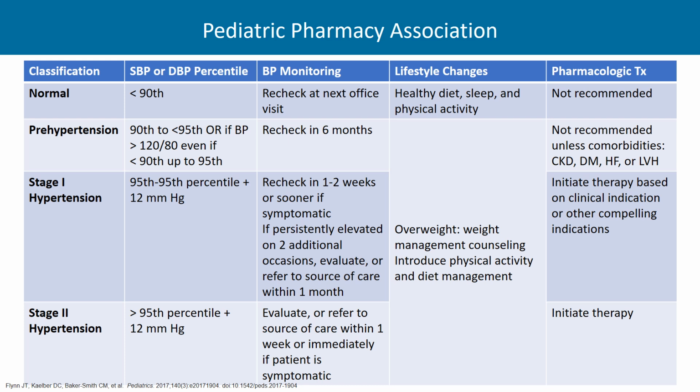No pharmacologic therapy is recommended unless there are comorbidities present, such as chronic kidney disease, diabetes, heart failure, or left ventricular hypertrophy. Stage 1 hypertension is when you see pharmacologic therapy being initiated and blood pressure is rechecked in 1 to 2 weeks or sooner if symptomatic. Stage 2 hypertension, pharmacologic therapy is also recommended and you start to have more specialist involvement.